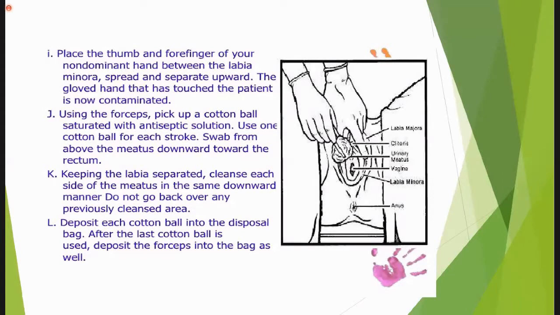Use one cotton ball for each stroke. Swab from above the meatus downward towards the rectum. Clean the surface area from upward to downward with antiseptic solution, that is povidone. Keeping the labia separated, clean each side of the meatus in the same downward manner, like a circular motion. Don't go back over any previously cleansed area.